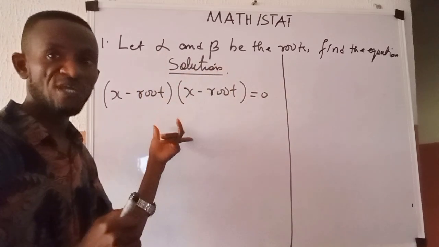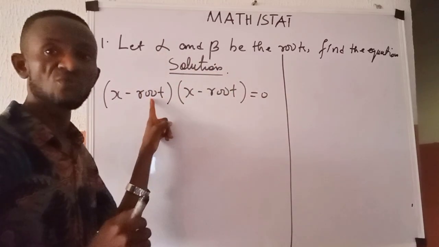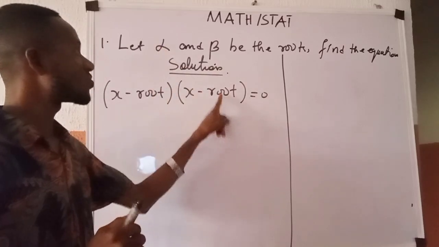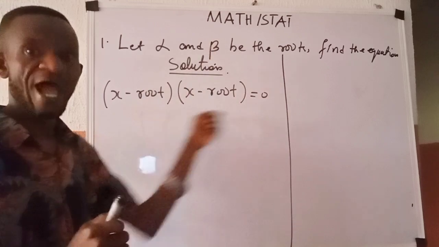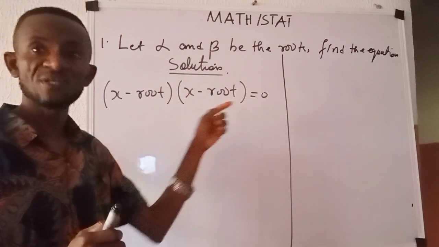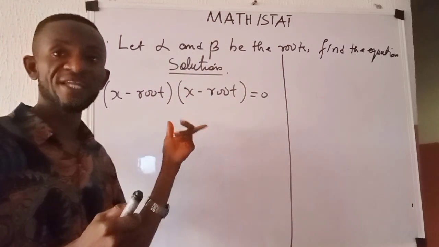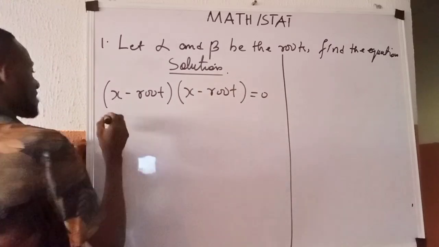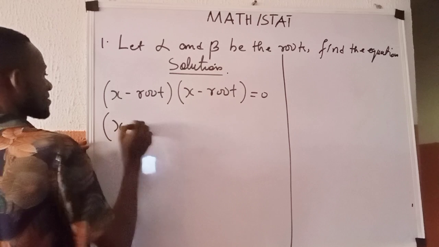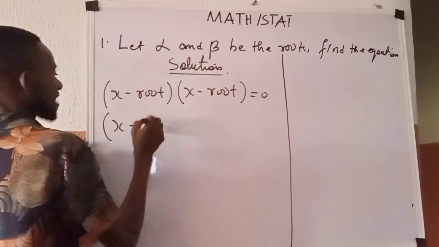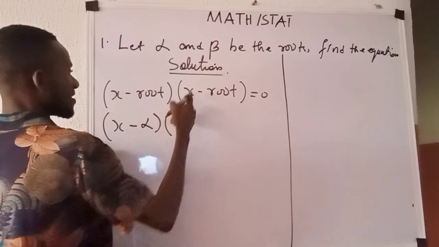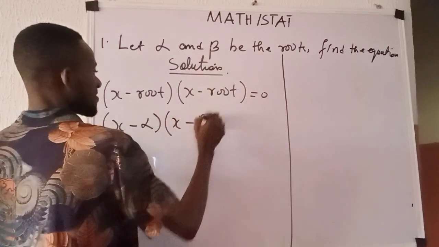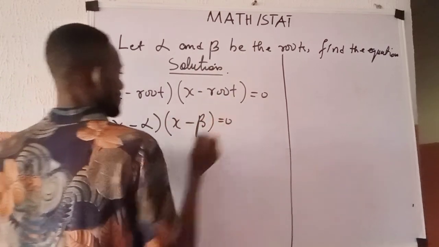So what I'm going to do here is, once I come to this root, I'll put in alpha. And once I come to this root, I'll put in beta. Then I'll expand this bracket and be able to arrive at the equation. So what I have now becomes, I'll open here. Here is my x minus my root here, which is alpha. I'll close it, open again. Here is my x minus, and my root now is beta. I'll close it. This becomes 0.